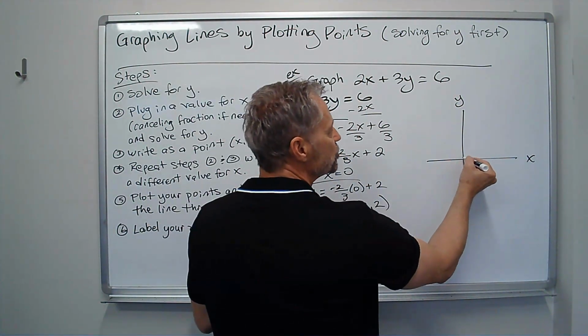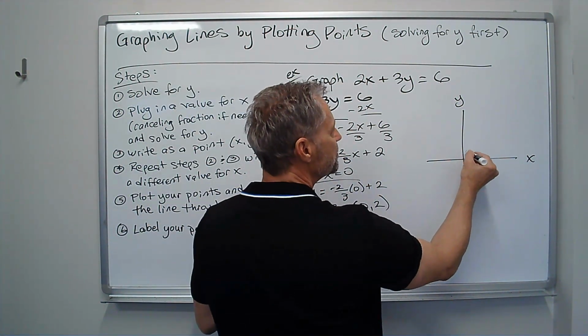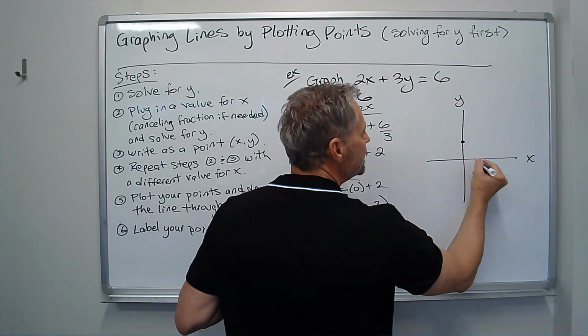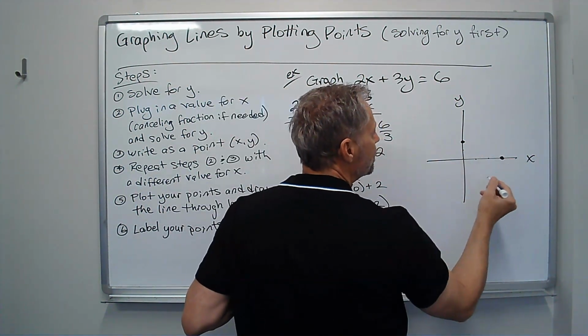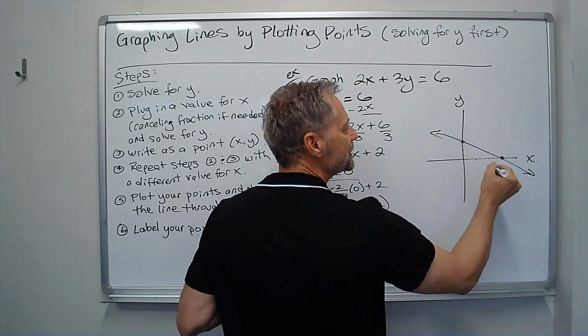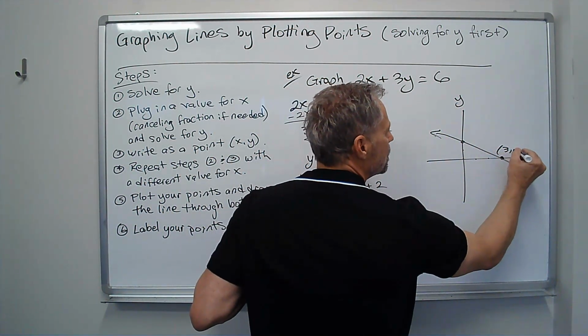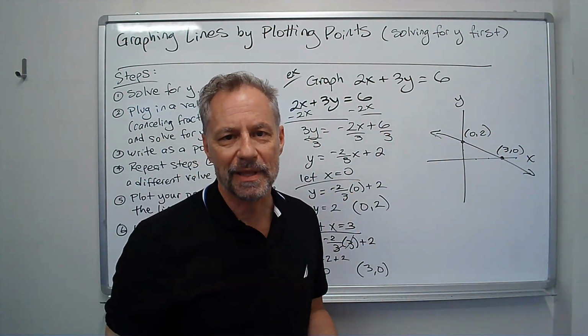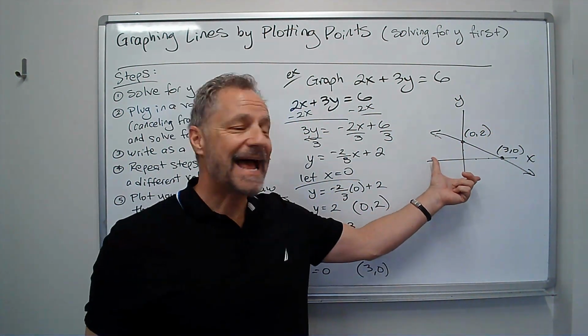So (0, 2): I don't go at all in the x direction, but I go up 2. (3, 0): I go 3 in the x direction, don't go up or down at all, and I draw my line through those 2 points. I'll go ahead and label. I usually wait to label until after I've drawn the line so my line doesn't go through my labels. But anyway, that's the idea.